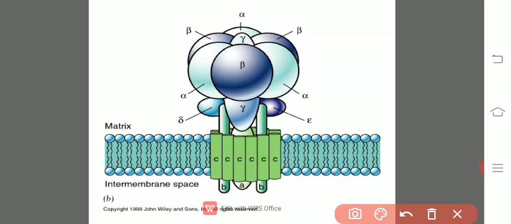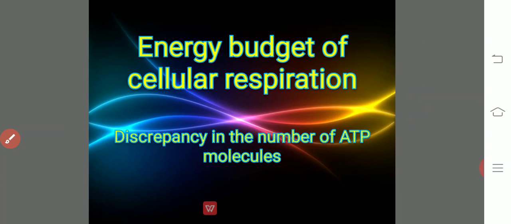Then come to the next process: the energy budget of cellular respiration and the discrepancy in the number of ATP molecules. The energy budget is, if you take into consideration the oxidation of one glucose molecule in cellular respiration, how many ATPs are utilized and how many ATPs are gained. How many are spent and how many have been gained in cellular respiration is nothing but the energy budget.